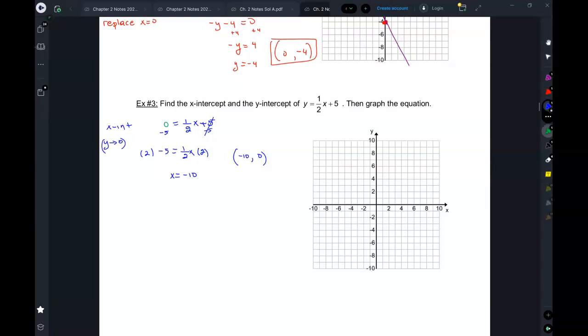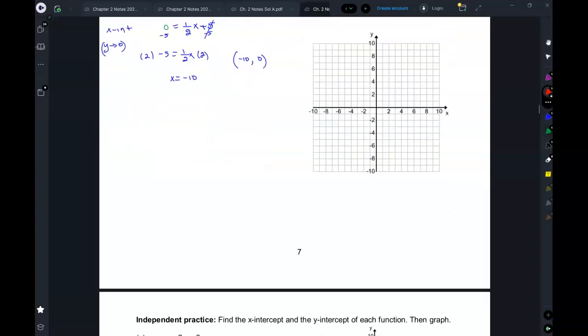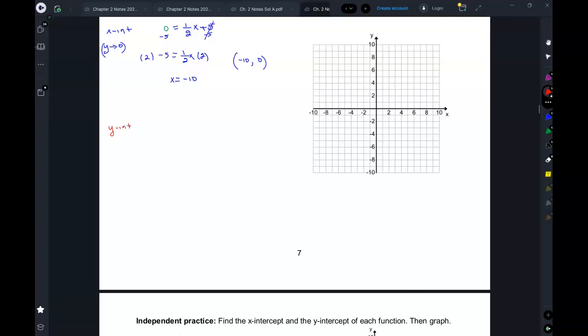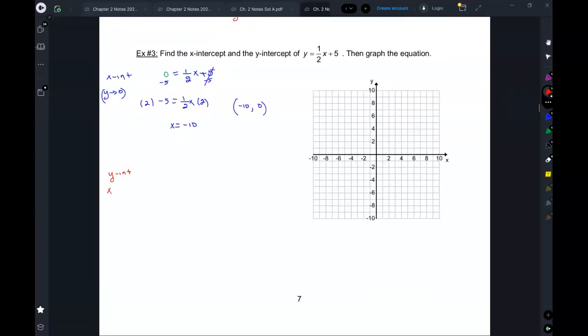Okay, let's do y-intercept. We're going to make x 0 this time. So it's going to be y equals half times 0 plus 5. And so what happens there? Right? So y equals just 5. Easy. Why would it not be negative 5? There is no negative there because it's just half times 0. They go away. You're not going to minus 5 because y is already alone. Okay, so 0, comma 5.